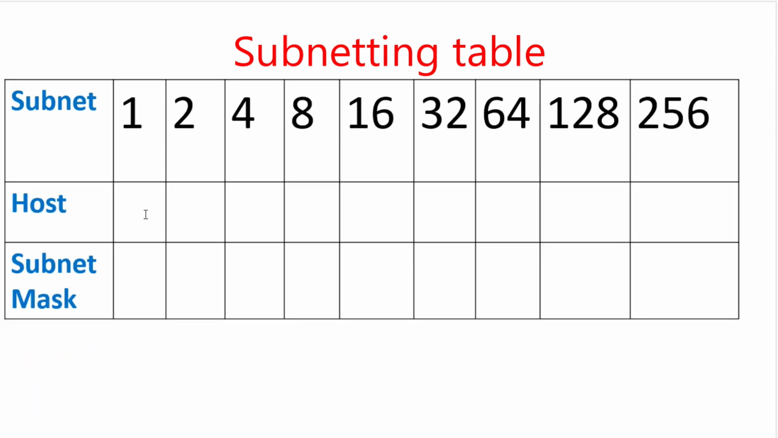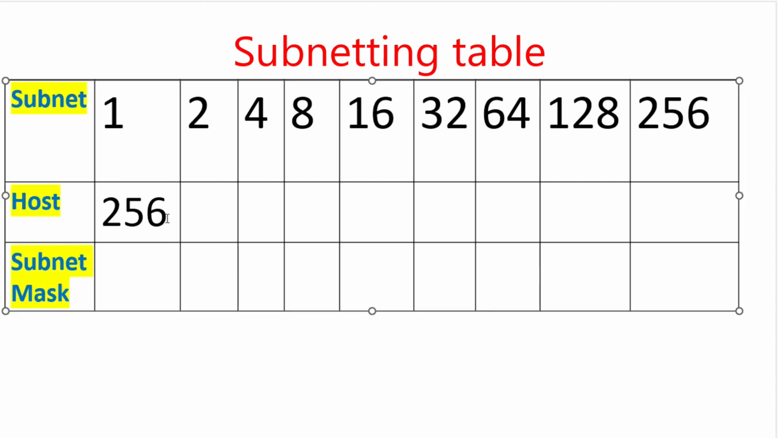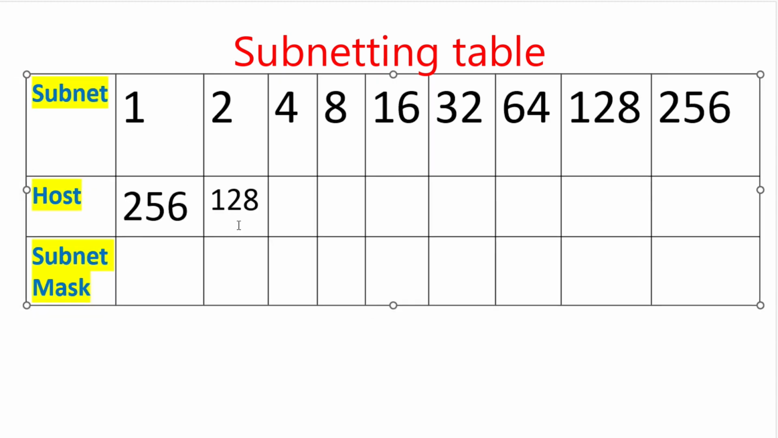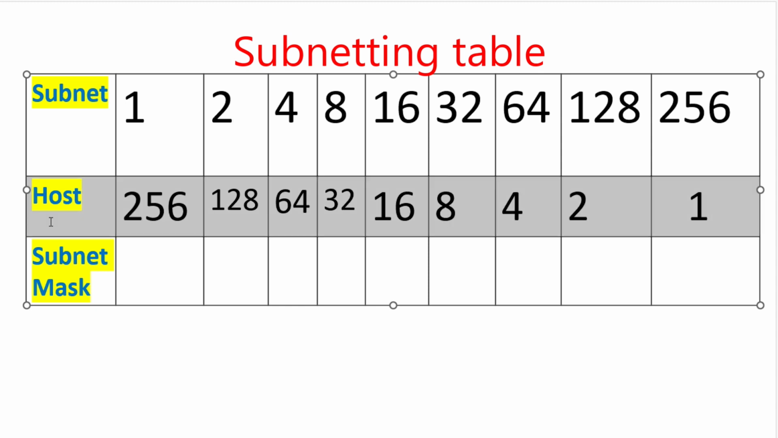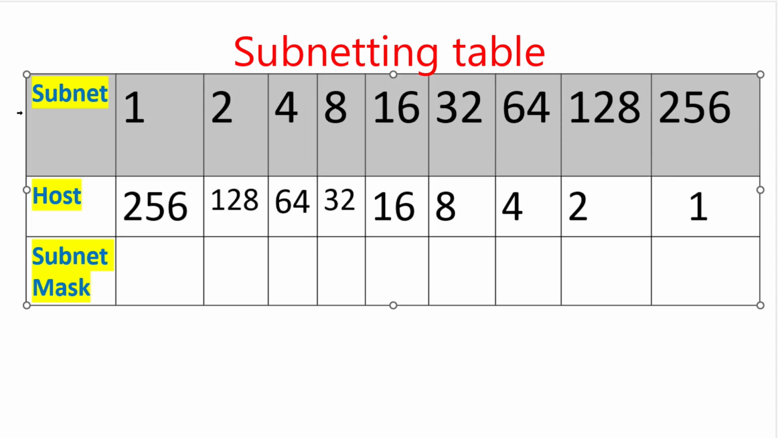The second row is the host. This row tells the number of total host IDs for each new subnet. It starts with 256, 128, 64, 32, 16, 8, 4, 2, and 1. Here the pattern is that each number is half of its previous number, or the second row is the reverse order of the first row. You see, it's so easy, right? In the first row, the pattern is each number is double the previous number.